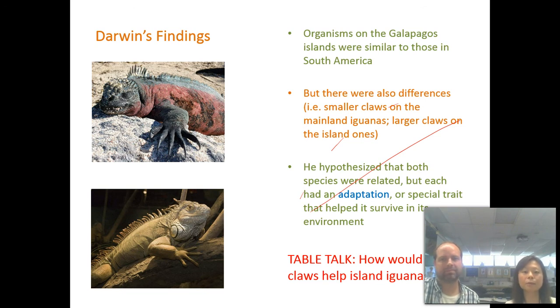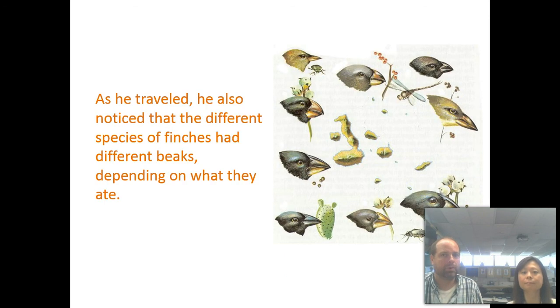And he thought it was because of the environment of the island. Depending on what kind of food was available on that island, they had to have a certain adaptation or trait to survive. Otherwise, they wouldn't be able to eat, and they wouldn't be able to survive, and they would die. So you're saying birds that ate certain plants had different beaks according to the plants and animals they ate?